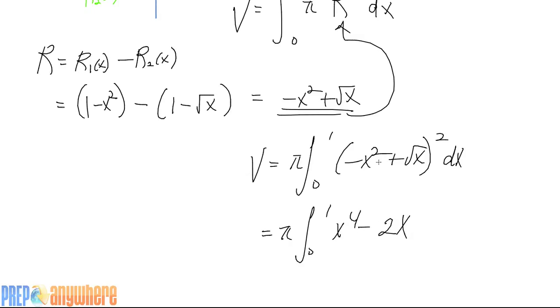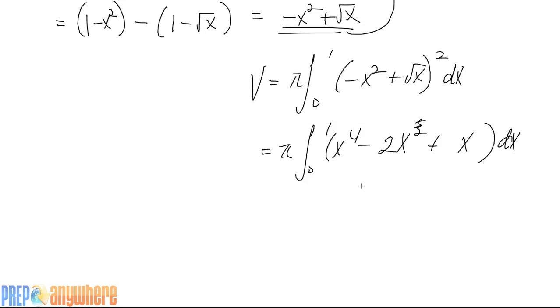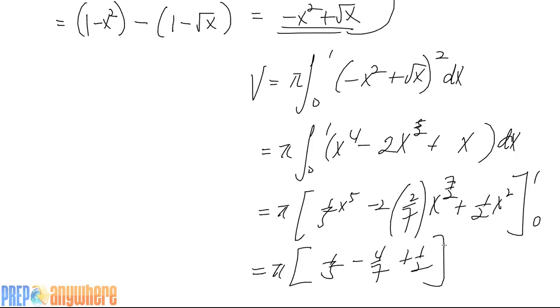x to the power of, what's 2 plus half? 5 over 2? x. Okay, so from here, let me just do this for you. This should be easy. Okay, 1 over 5, x to the power of 5, minus 2. If you increase that by 1, you get 7 over 2, so it's 2 over 7 here. Half x squared, right? So you plug in 1. 1 over 5 minus 4 over 7 plus half is your answer.